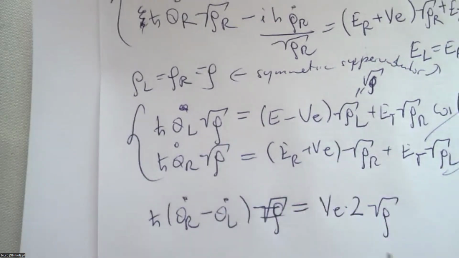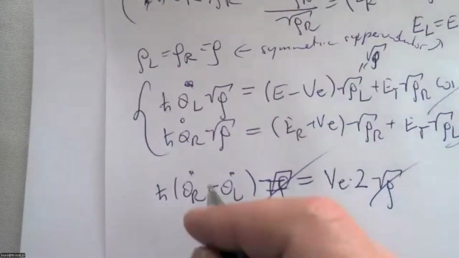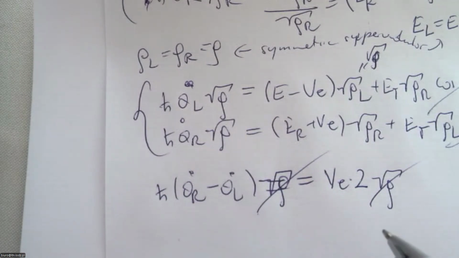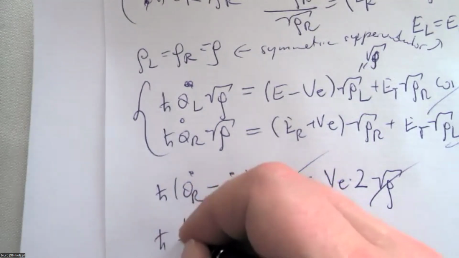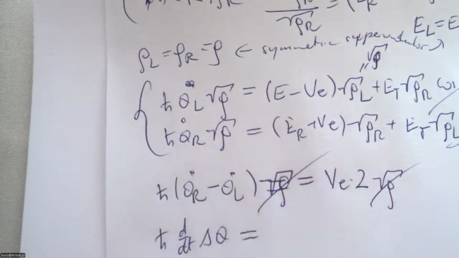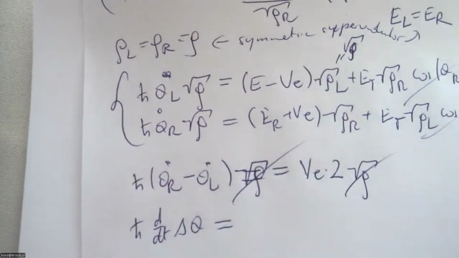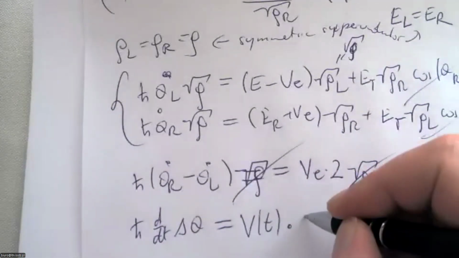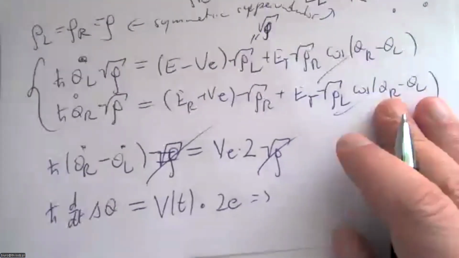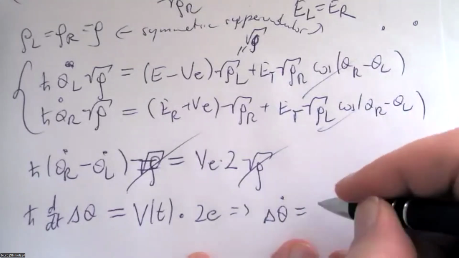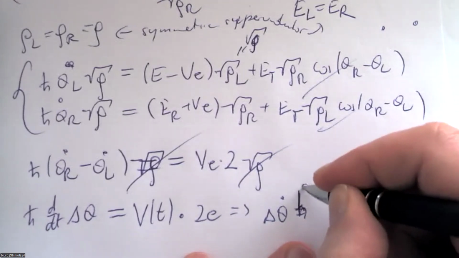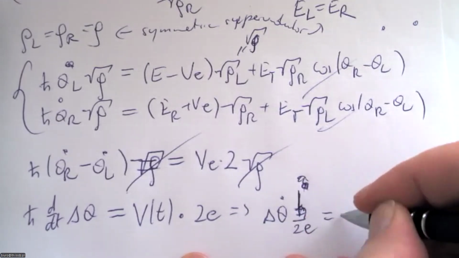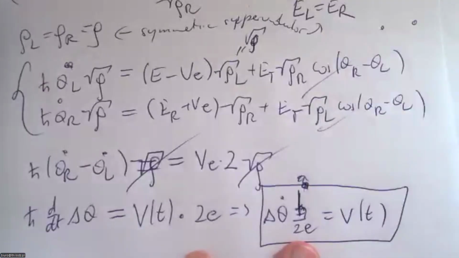and then because this term drops out, what happens is that H d over dt of the phase is equal to voltage times 2E. So it turns out that this phase difference is nothing else. Okay, so this is H over, sorry, this is H over 2E is voltage. So voltage is the phase difference derivative times H over 2E.